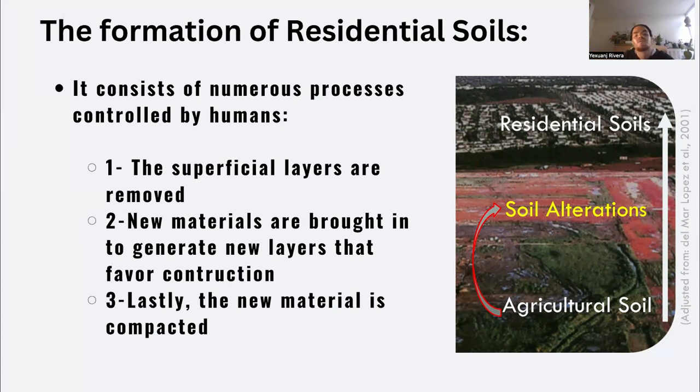So the formation of residential soils consists of numerous processes controlled by humans. The first one being the superficial layers of the ground are removed. Now, the second part is when new materials are brought in to generate new layers that favor construction. And then lastly, the new material is compacted, so then the building infrastructure is easier.